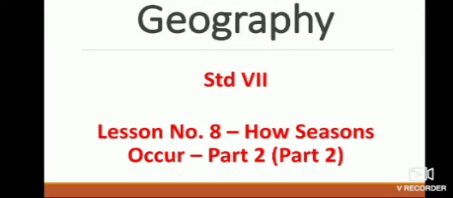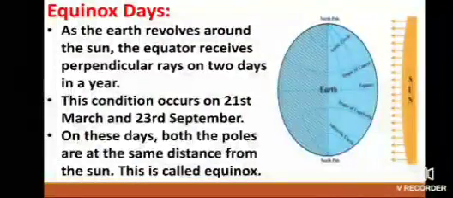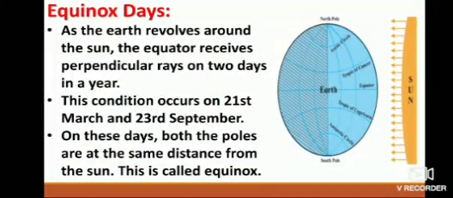Geography, Standard 7th, Lesson number 8, How Seasons Occur, Part 2. Equinox Days. As the earth revolves around the sun, the equator receives perpendicular rays on 2 days in a year. This condition occurs on 21st March and 23rd September. On these days, both the poles are at the same distance from the sun.